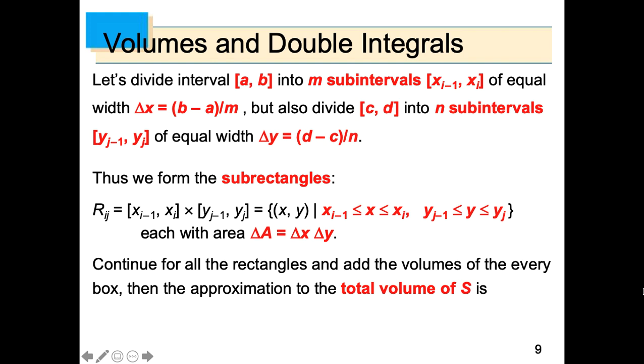And then we're going to continue for all the rectangles and add up the volume of every single rectangular prism. And that's going to give us just an approximation. So obviously, I don't want an approximation. I want an exact volume. Eventually, we'll get there. But for now, we are just looking at approximations.